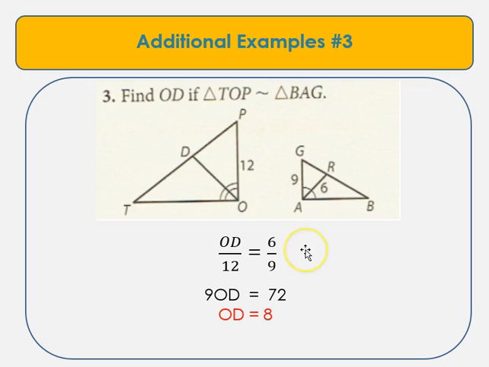and sorry about that, I just caught an error. We have OD, which is the angle bisector, in proportion to 12, the side length of OP, and we have that equal to the angle bisector of the smaller triangle, which is 6 over the side length of 9. If we multiply across, we have 9 OD equals 72. Divide both sides by 9, and OD equals 8. So there you have it.